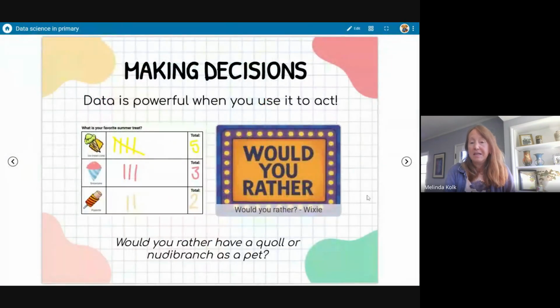And data science is a whole lot more complex. This is another way to prompt questions in that provocation, but maybe with older students. Would you rather have a quail or a nudibranch as a pet? Number one, I would hope there probably is one kid in every class who knows what both of those animals are, but I picked two that might be a little more difficult. So, okay, I can't answer that. I can't make a decision because I don't know what those things are.